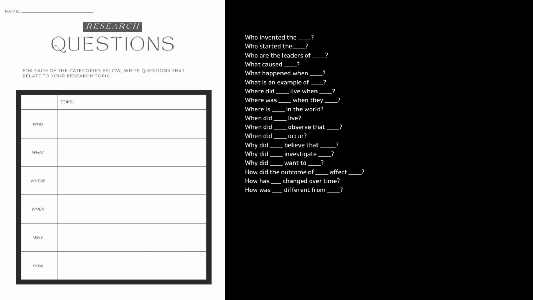The last question word is how. How did the outcome of this event affect other events, people, or things? How has it changed over time? How is it different from other things like it? These are all examples of questions that you could ask for research.